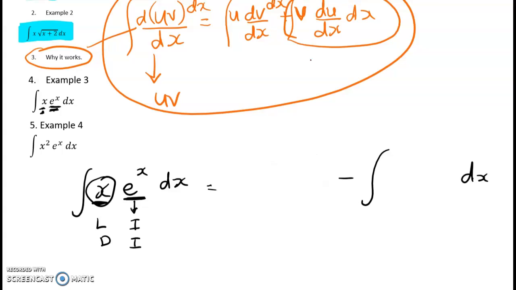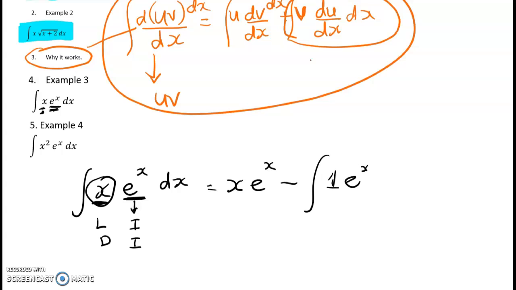So what does that get us? Well, step 1 gives us x, and the integral of e to the x is just e to the x. Plus, whoops, sorry, not plus, minus the integral of 1 times e to the x, right? So we've differentiated the x and we've integrated the e to the x dx, which gives me x e to the x minus e to the x.